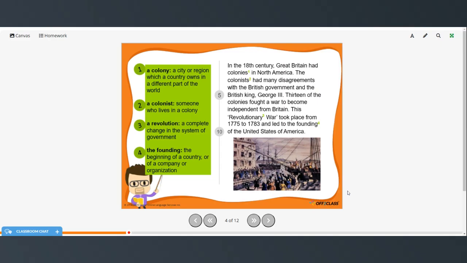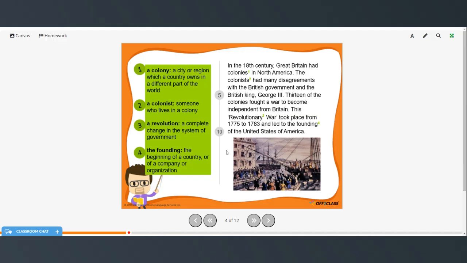All right, so we're going to look at some vocabulary words, and then we'll read a selection on the American Revolution, and then answer some questions. So first, to start with the vocabulary words, a colony is a city or region which a country owns in a different part of the world. A colonist is someone who lives in a colony. A revolution is a complete change in the system of government, and the founding is the beginning of a country or of a company or organization.